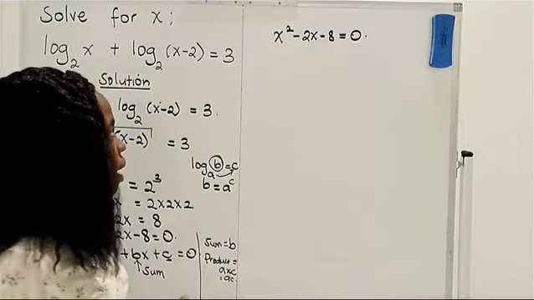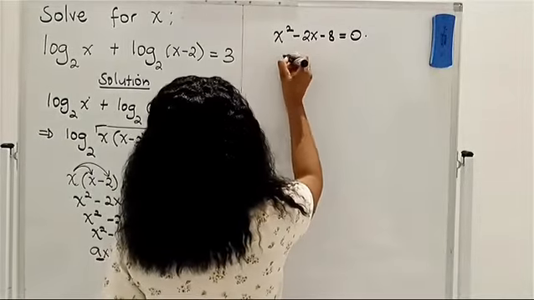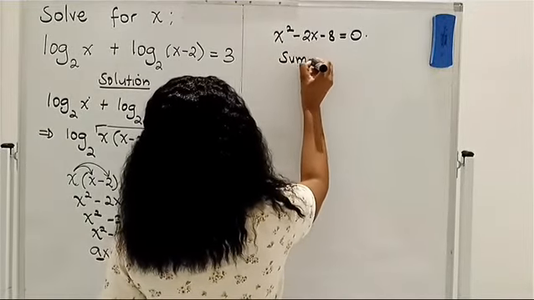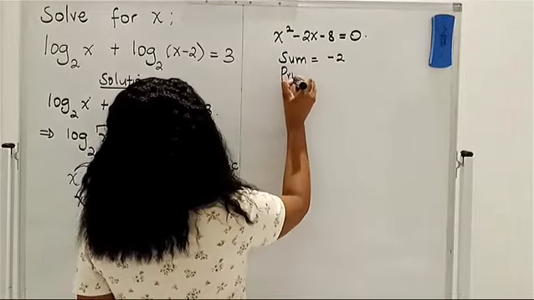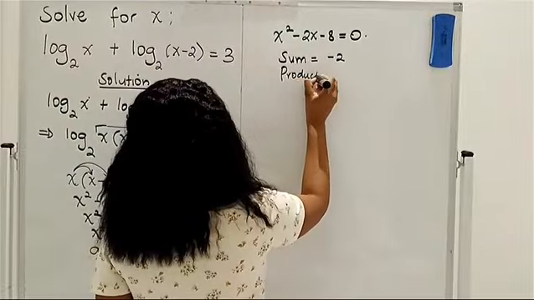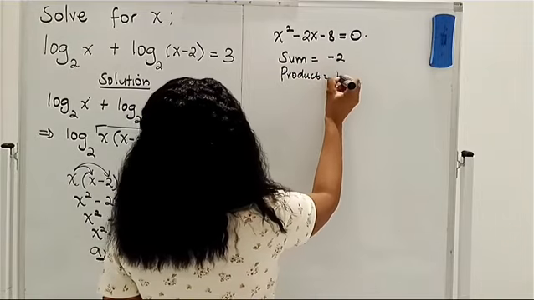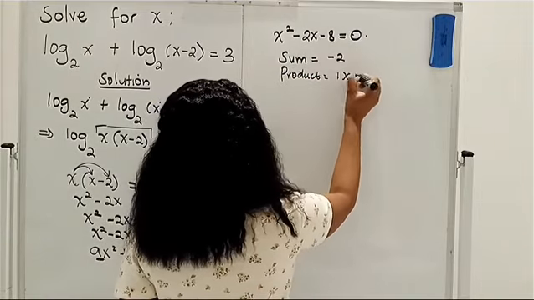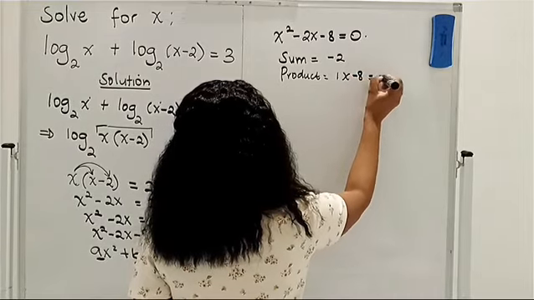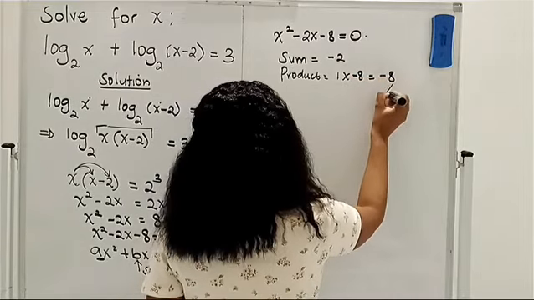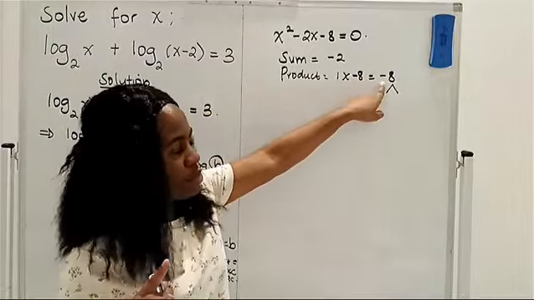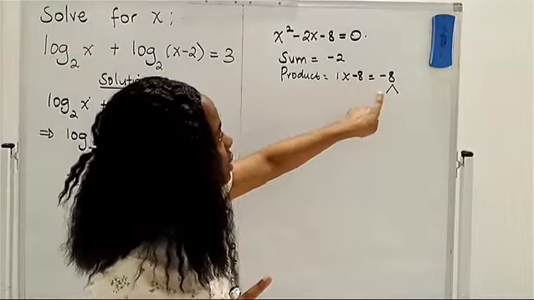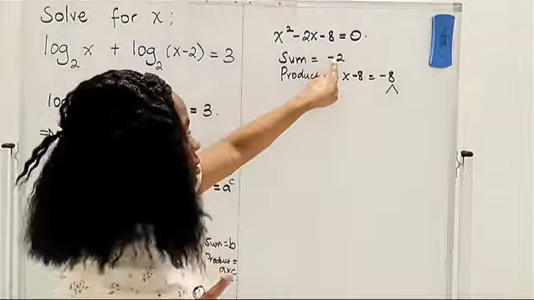What is our sum? The sum is that number in the middle. So this is going to be negative 2. And the product is 1 times negative 8, which is equal to negative 8. Now we need to get two numbers. When I multiply them, I should come back to negative 8. When I add them, I should get back to my sum.